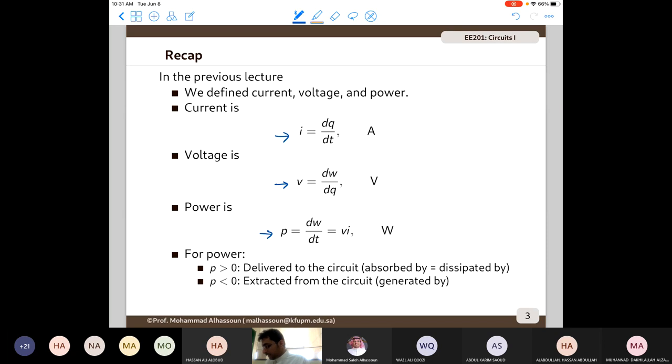From the previous lecture, we saw that if the power is positive, it means that the element is absorbing or dissipating power. If the power is negative, it means that the element is generating power. An example of an element that's always dissipating power is the resistor, which we're going to study, inshallah, in today's lecture. Sources, however, can do both. They can absorb or deliver power. If the power associated with the source is negative, it means that the source is delivering power. If it's positive, it means that the source is dissipating power. And that's what we've covered in the previous lecture.